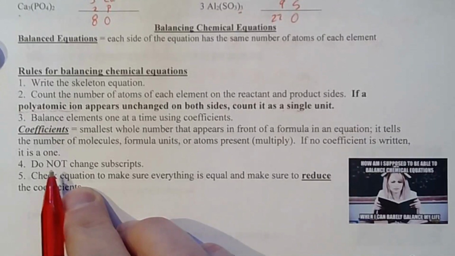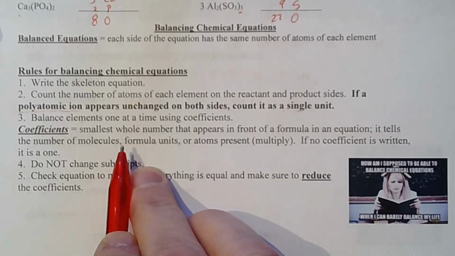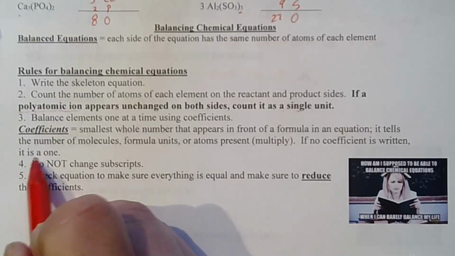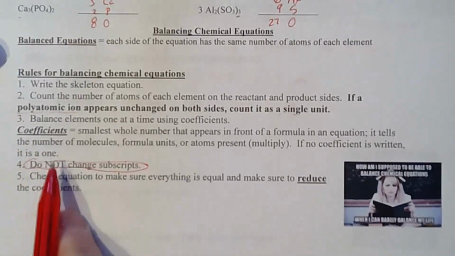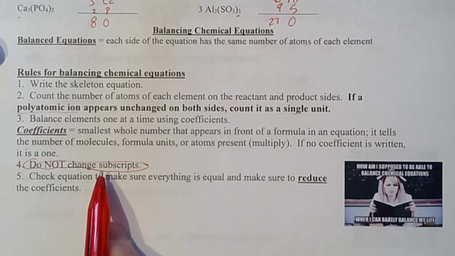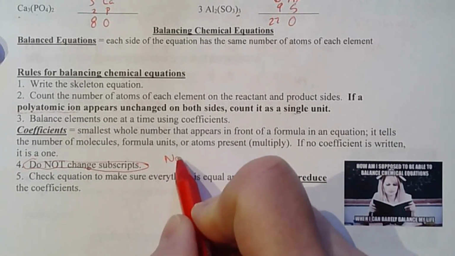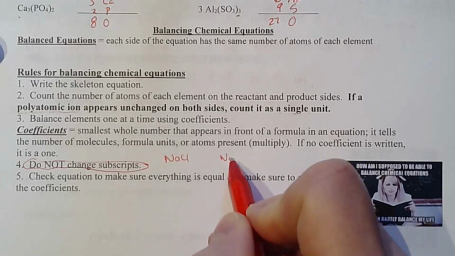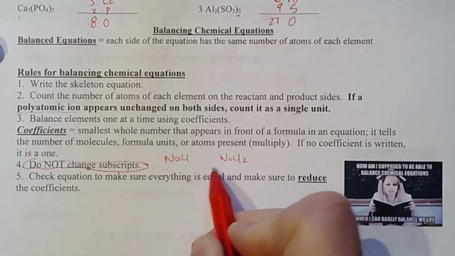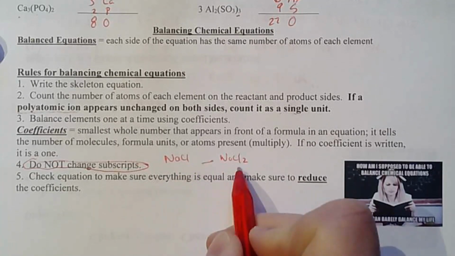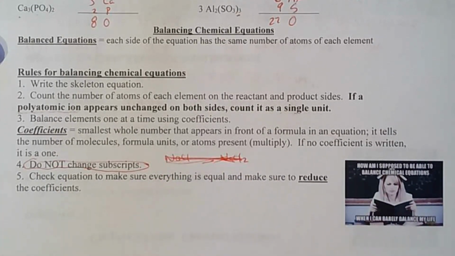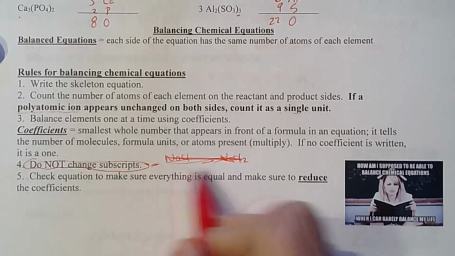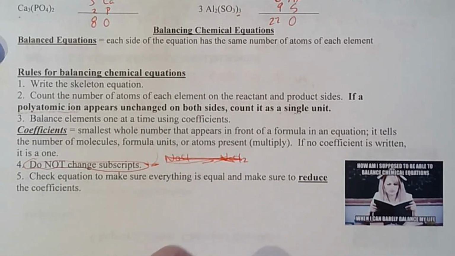The coefficients, right, those are the numbers that go in front of the formulas. Just a reminder, you cannot change the subscripts in your skeletal equation to balance, to make your atoms balance. Like you can't change the formula of NaCl into NaCl2 because you need to balance the number of chlorines on one side. So that is a no-no. You can only balance things by changing the coefficients in front.